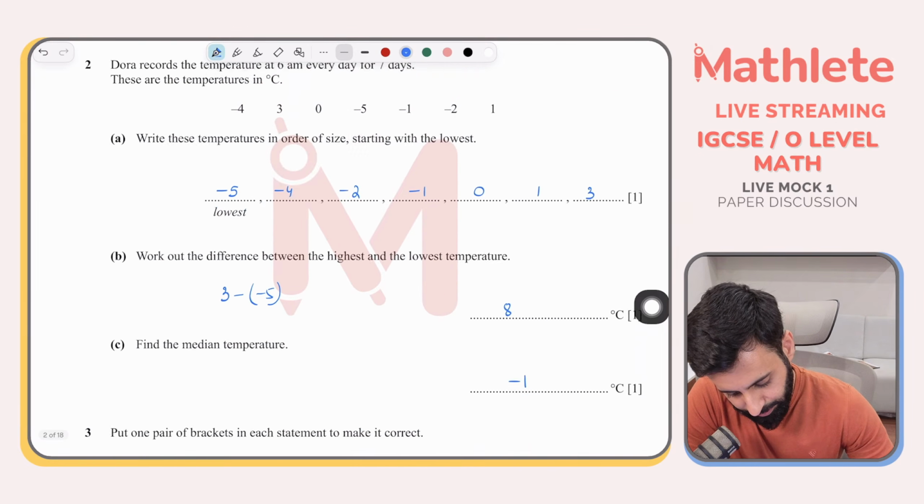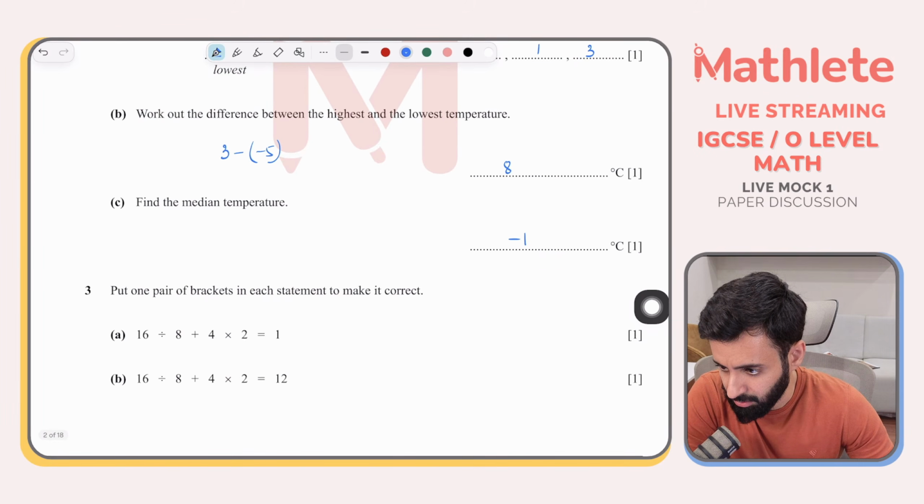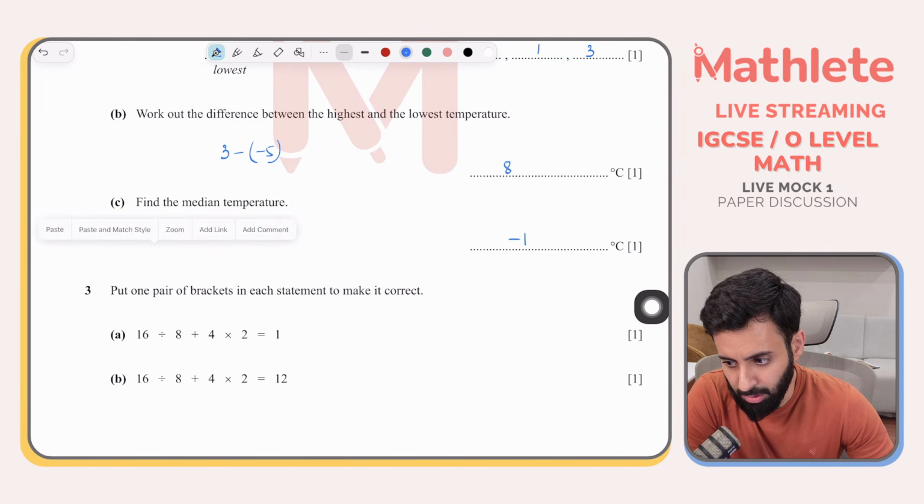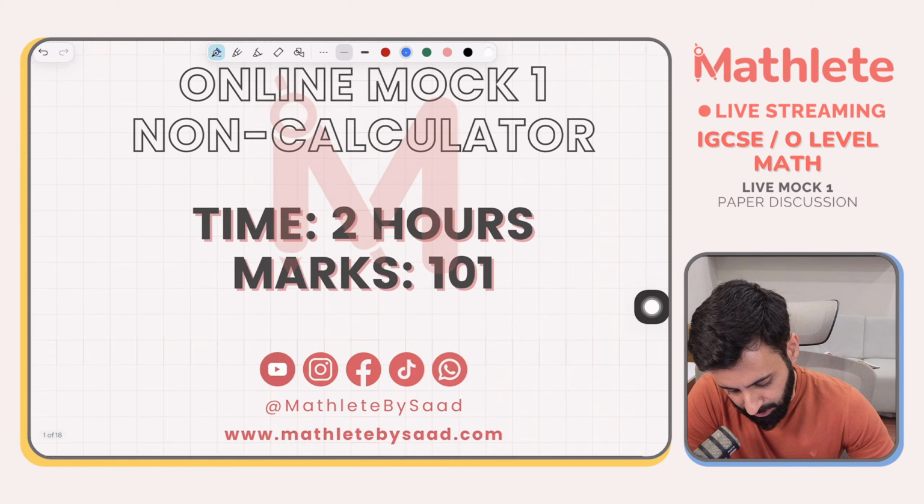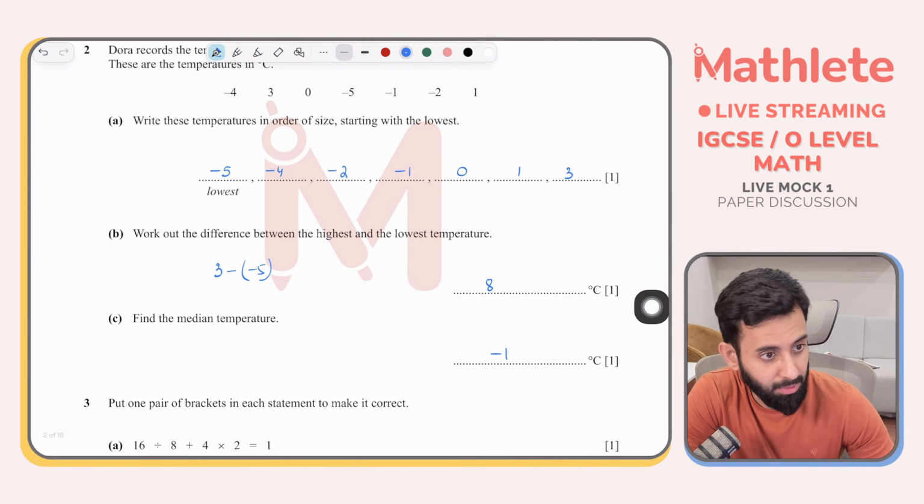Okay, now. Let's see. Can someone please tell what? Please tell what? Total marks 101, beta. 101. Okay, now don't ask me why it's 101. Question 1 ka answer 2 hai.